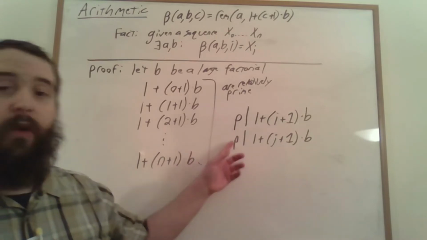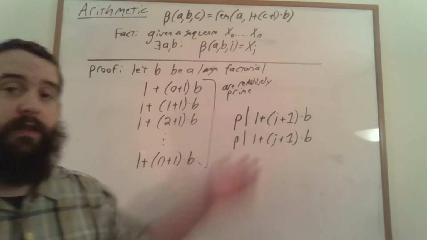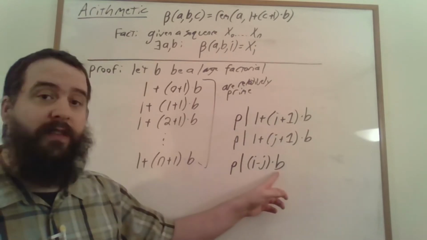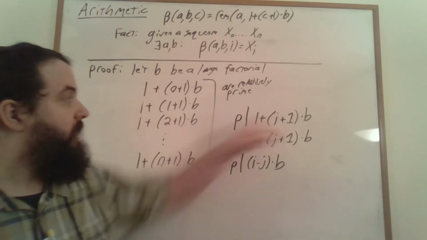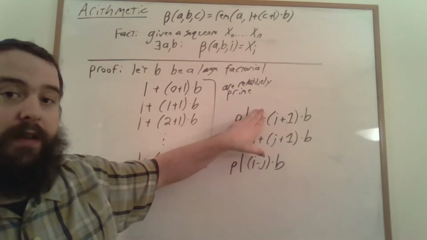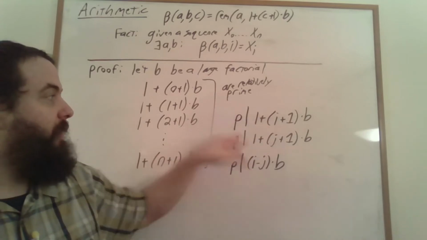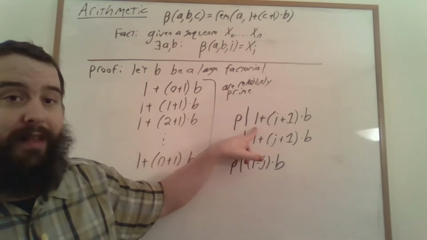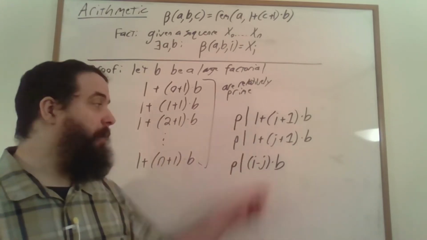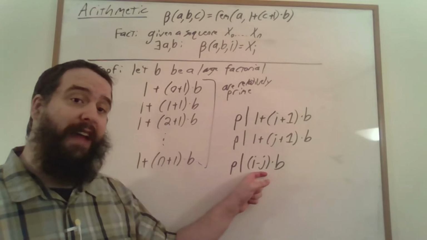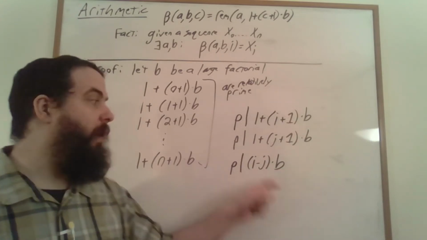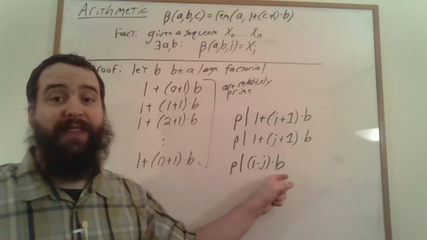Then p is also going to divide the difference between these two terms. First, note that p cannot divide b, because if p divided b, then p would divide evenly into i plus 1 times b. But we said that p divides evenly into 1 plus that, so that means that p cannot divide b. i minus j is going to be at most n, and by picking b to be larger than n factorial, we know that i minus j is going to divide evenly into b.